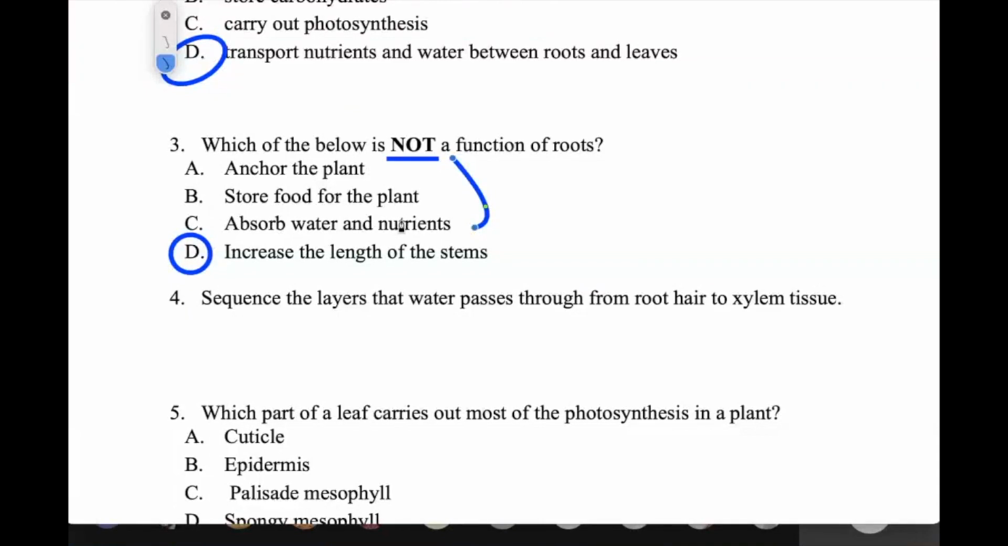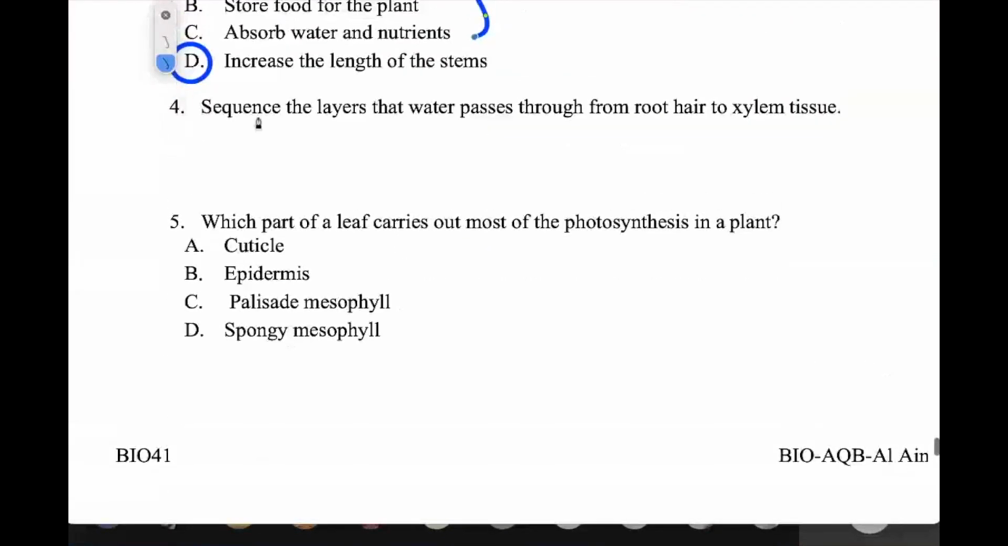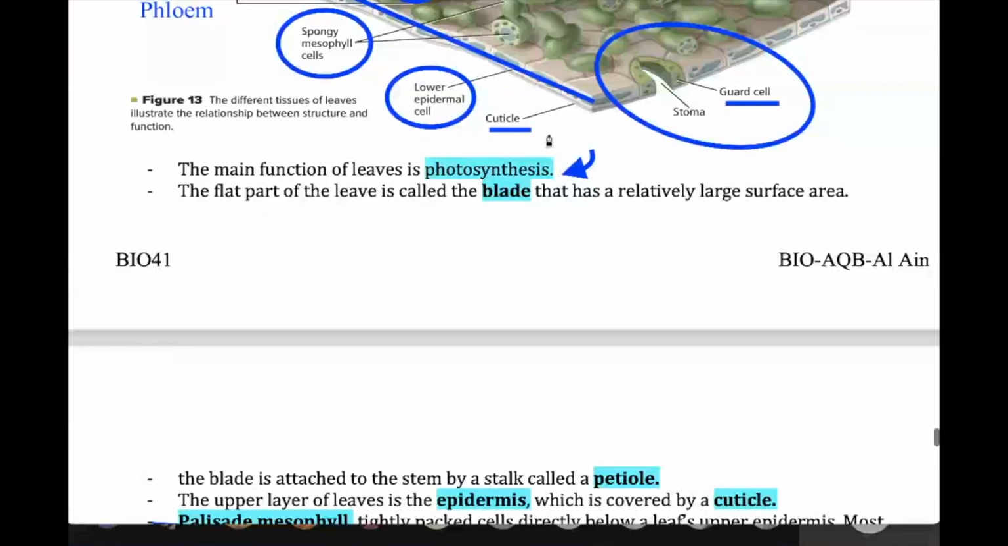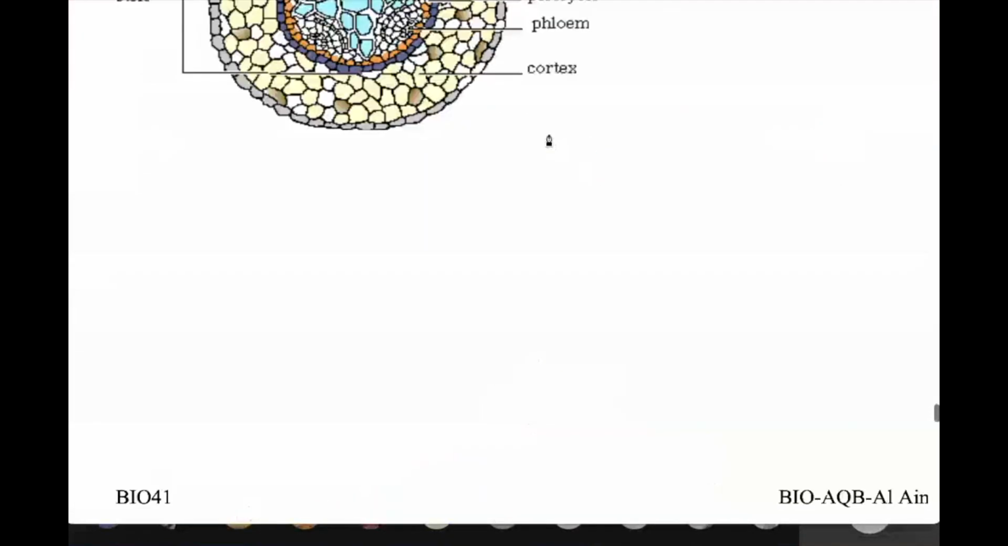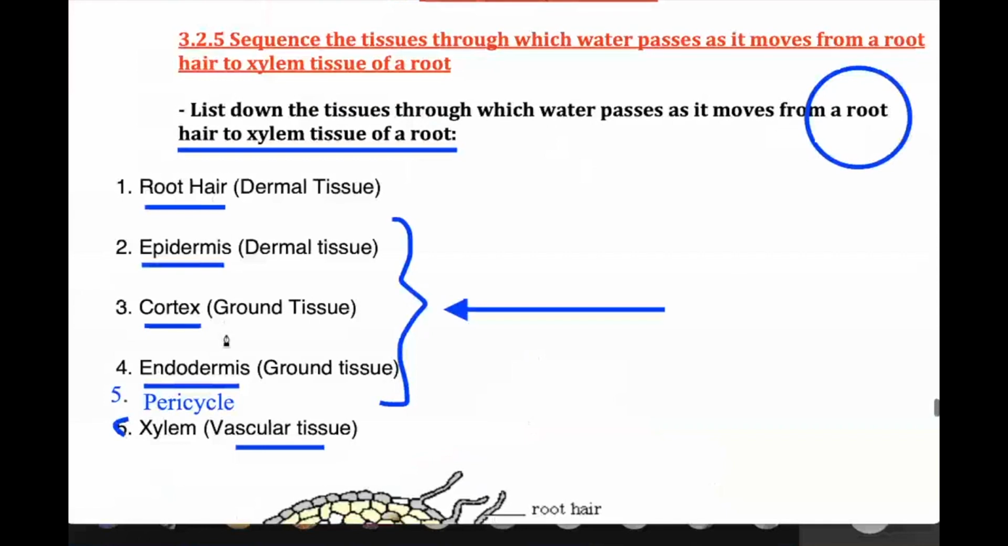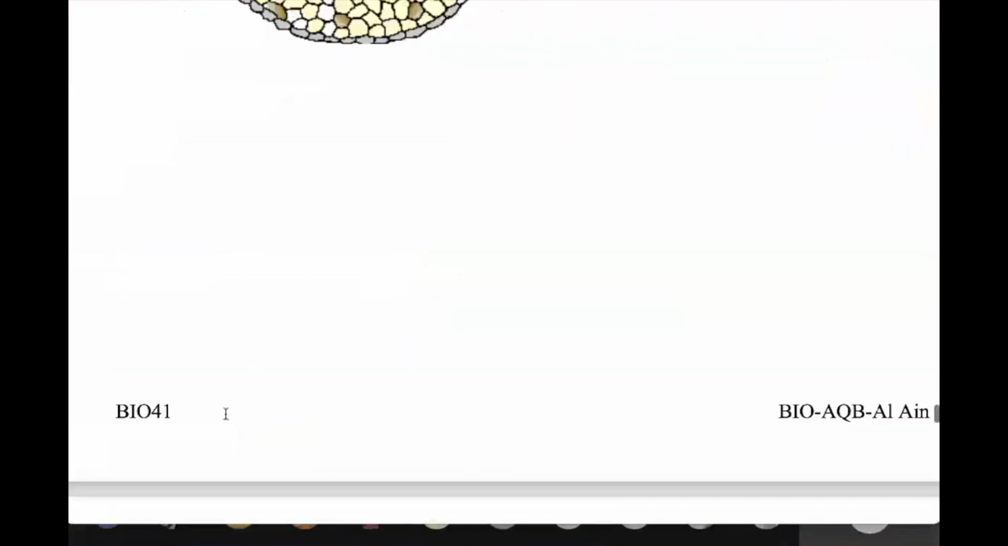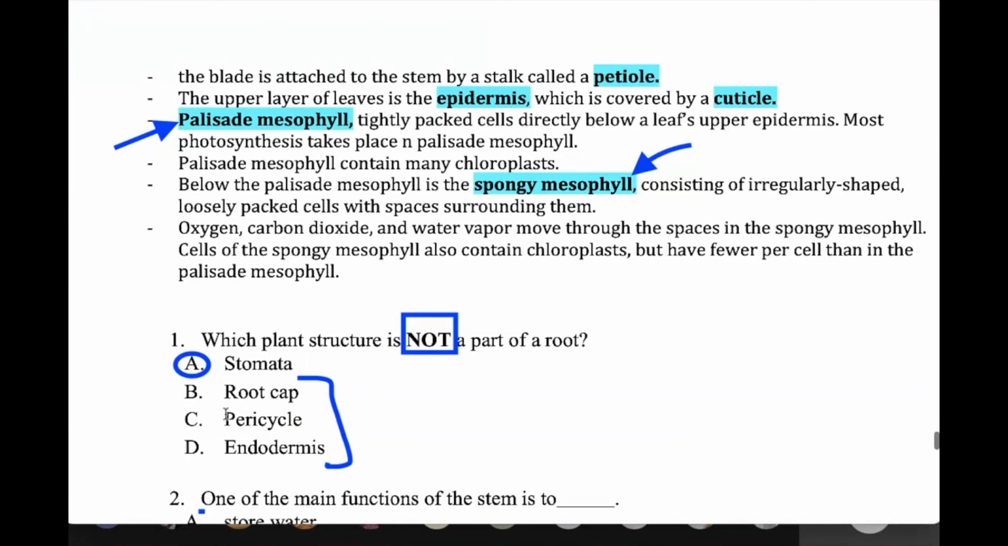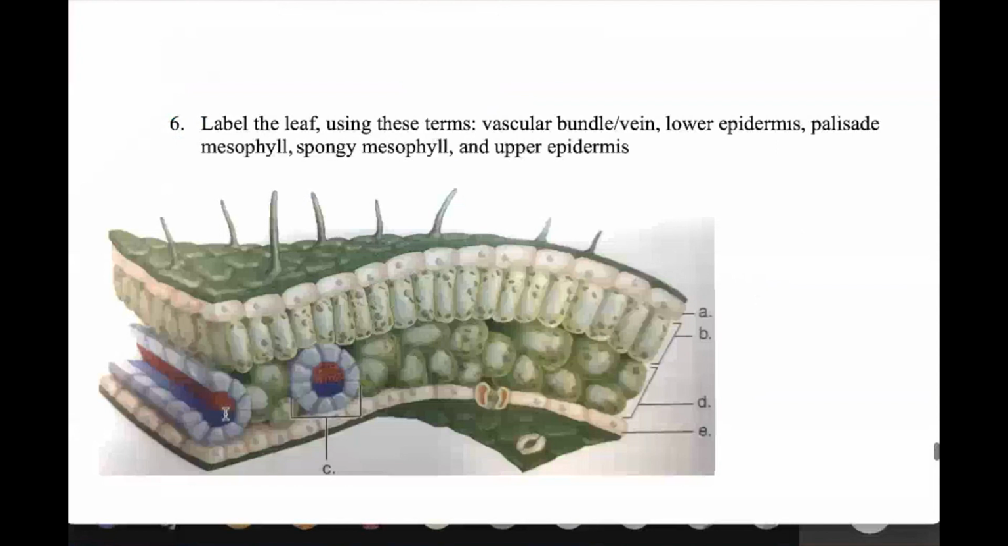Okay. Now, sequence the layers that the water passes through. We studied the sequence over here: root hair, epidermis, cortex, endodermis, then vascular tissue, xylem. Excellent, excellent.